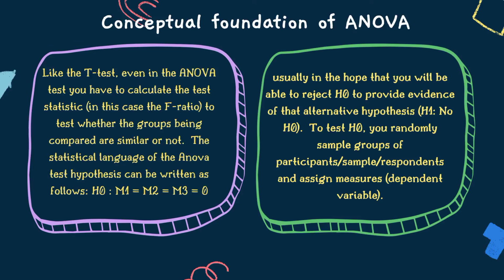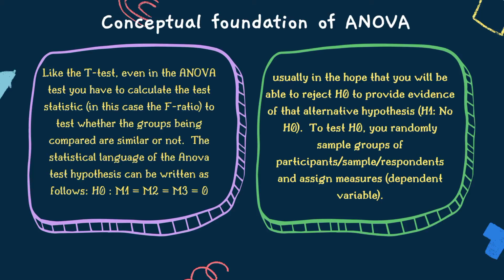Conceptual foundation of ANOVA. Like the t-test, in the ANOVA test you have to calculate the test statistic, in this case the F ratio, to test whether the groups being compared are similar or not. The statistical language of the ANOVA test hypothesis can be written as follows: H0: M1 equals M2 equals M3. Usually the hope is that you will be able to reject H0 to provide evidence for the alternative hypothesis, H1.